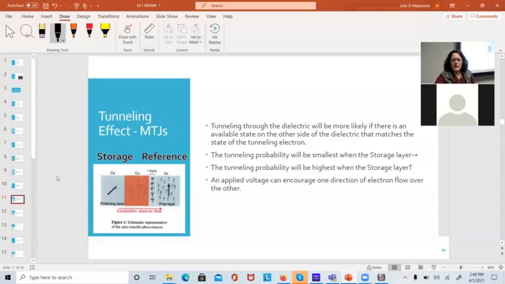If we look at the storage layer here, the tunneling probability is going to be the smallest when the polarization is in this direction. The tunneling probability is going to be the highest when it matches what's on the other side. And we can vary the resistance that way. When we read it out, what we're really reading out on MRAM is the resistance of the cell that's already been programmed in there.